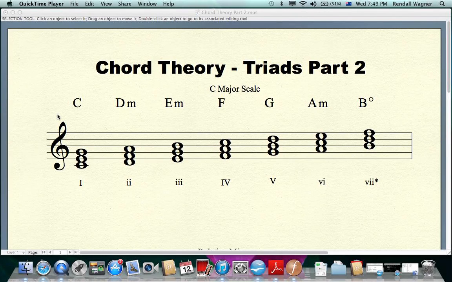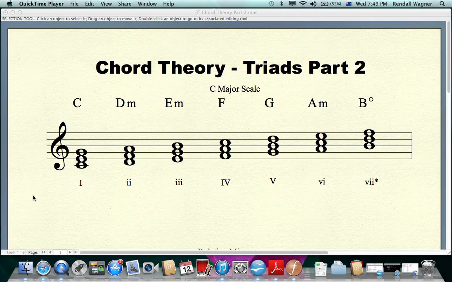Hi everyone. So this is part 2 of our chord theory based on triads. In this part we're actually going to look at what's called the relative minor. In our last one we looked at building triads on the scale of C major.